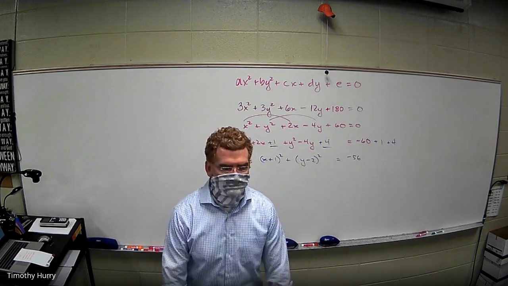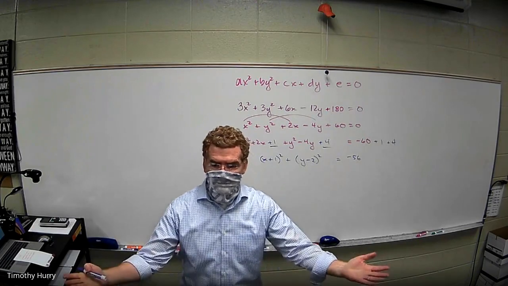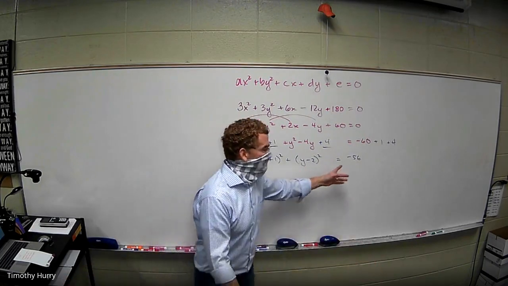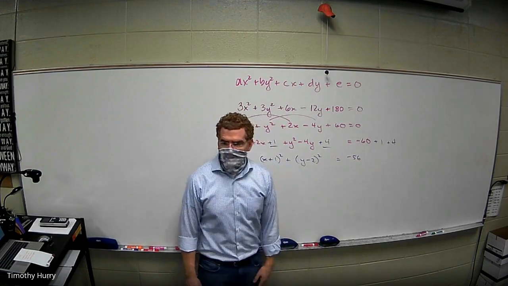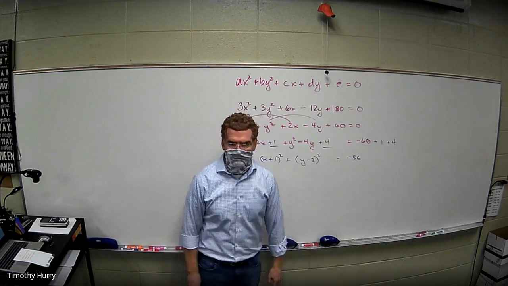Kind of a trick question. There's no graph. Right? There's no graph, because that's a radius. So yeah, the square root of that would be the radius. You can't have an imaginary radius, right? So literally, this does not show up on the graph.